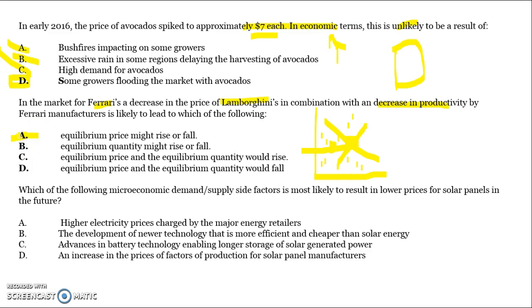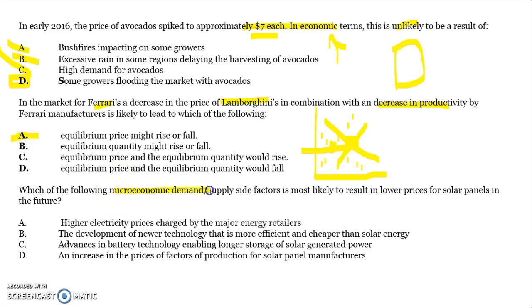The other thing you could think about there is, if there's less demand for your product, which is what the lower price of Lamborghinis will do, and there's less supply, that means we don't know if there's a shortage or surplus because we've got less demand and less supply at the old price. Because we don't know if there's a shortage or surplus, we don't know if the price is going to change, therefore the answer is A.